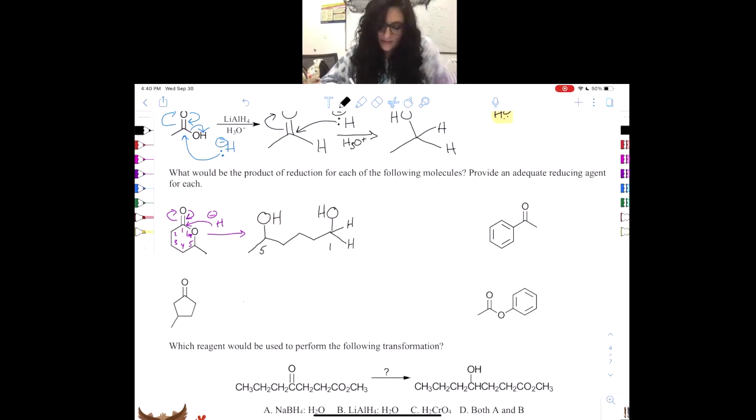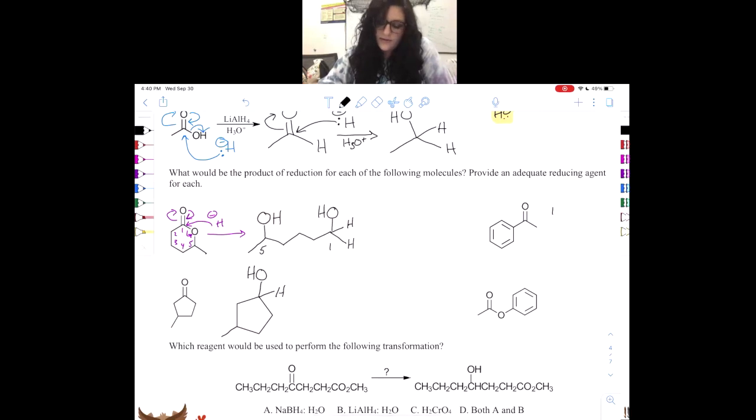Now for the second one, our ring is going to stay the same in this example. It's not going to change. And the reason for that is we are not actually breaking anything open because we do not have a leaving group. So instead, all we're going to do is add a hydrogen to that carbon and turn the carbonyl into an alcohol.